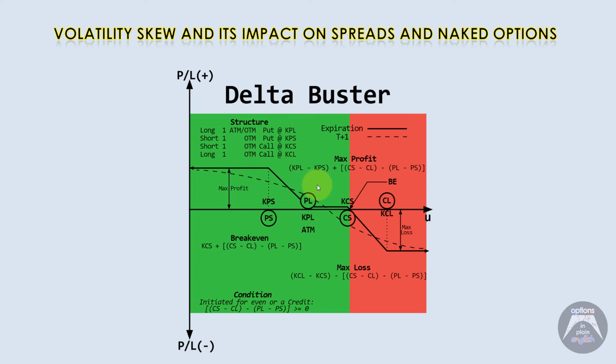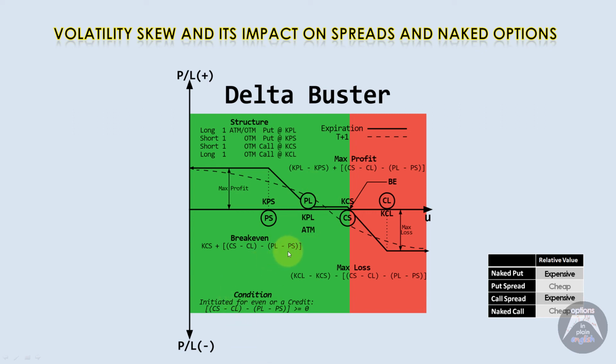This is somewhat complicated, but don't be afraid of sinking your teeth into something that seems complex. It's really not. This is called the Delta Buster, and this is one of my favorite strategies. You'll see why. So basically, if something is trading at the money, which would be right here, and you wanted to bet on the downside, you could, for example, buy a put spread here. So you'd be buying something that's cheap, and you're going to pay for it by selling a call spread that's expensive.